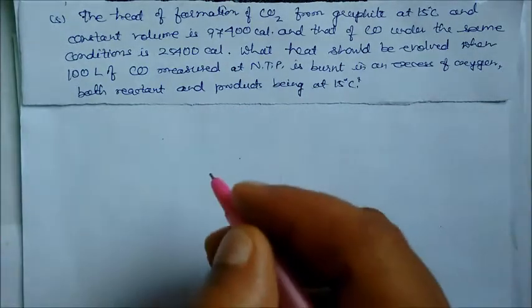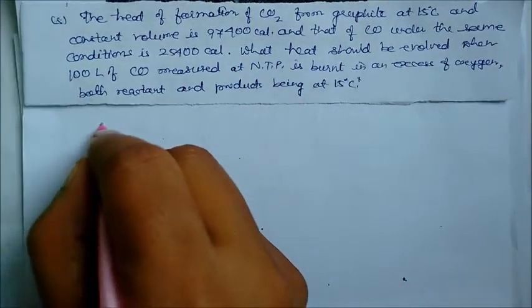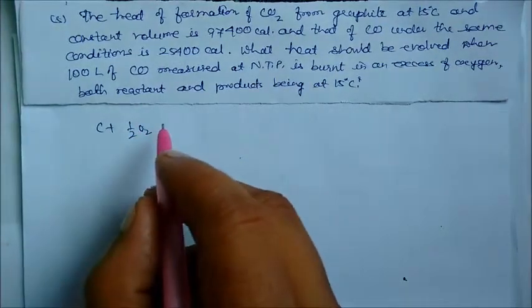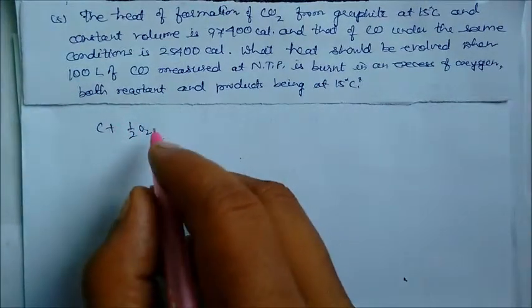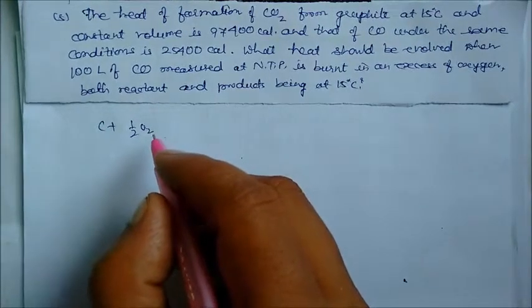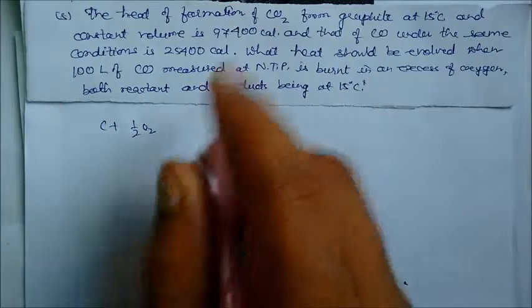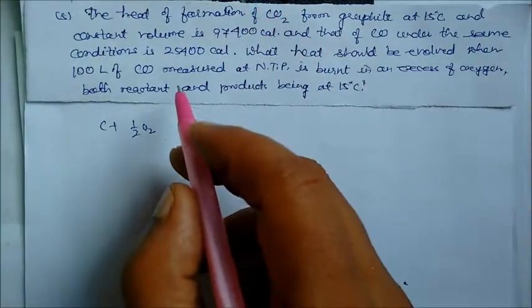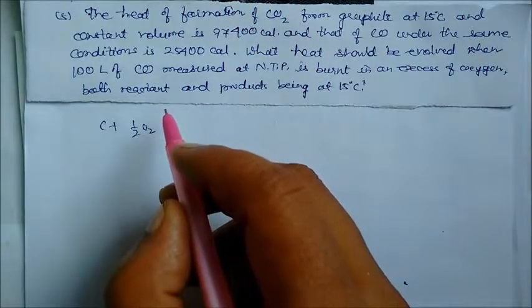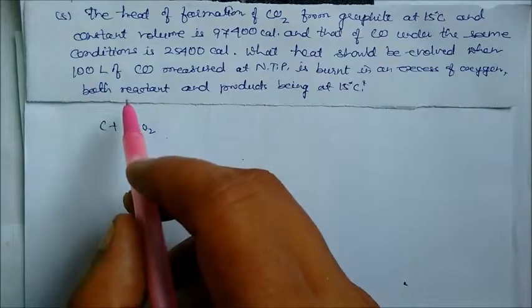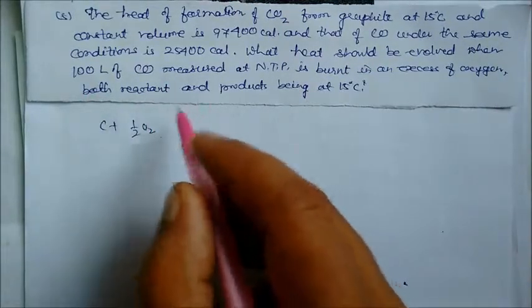So here we have to use the data, that is carbon plus oxygen, because we have to find the heat of formation of carbon dioxide, and after getting the heat of formation of carbon dioxide, we have to go for the number of moles, because we have to find out how much heat 1 mole of carbon monoxide is giving, and if it is given 100 liter, how many moles of this CO is there.